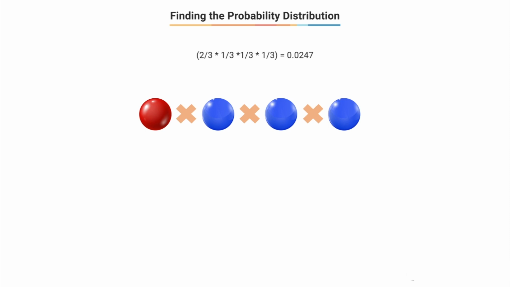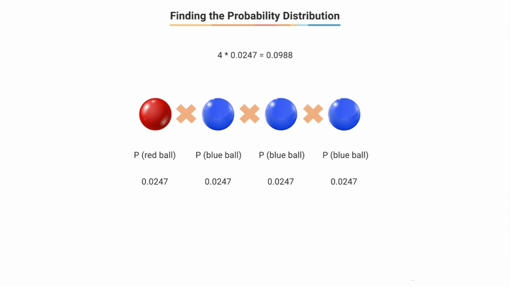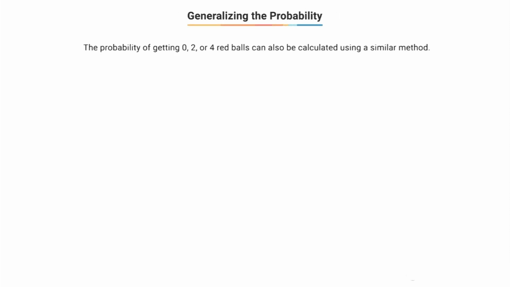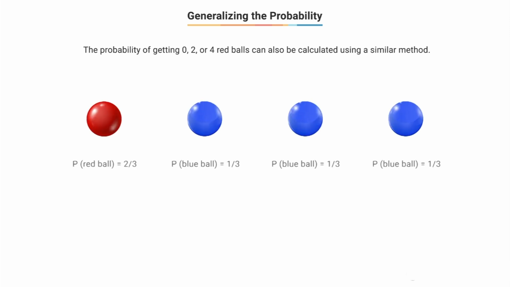Since there are 4 such outcomes with 1 red ball, essentially giving us the outcome of one red ball as 4 times 0.0247, which comes to 0.0988. Similarly, we can compute the probabilities of getting 0, 2 or 4 red balls in the same way. Let's try to generalize this probability.